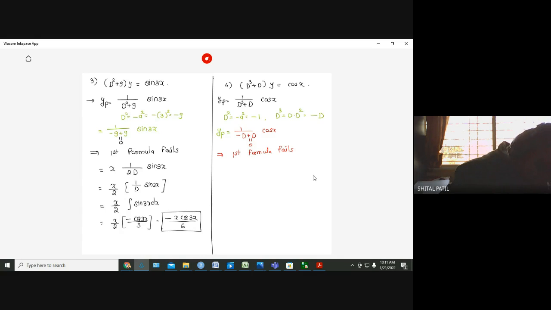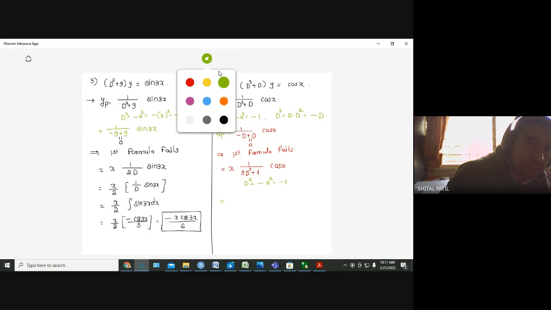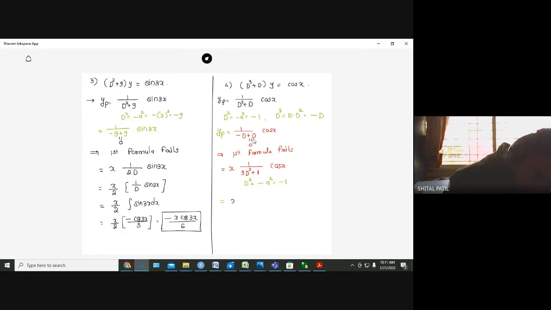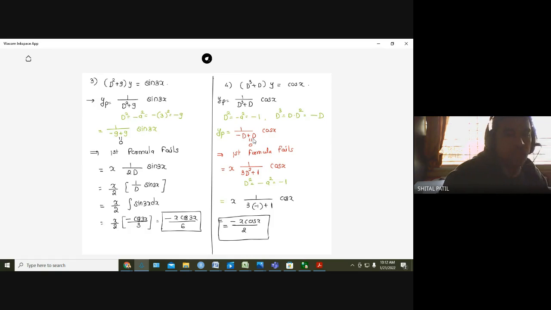First formula fails. Second formula. Now we have to replace D by... so the answer is... Everyone is getting the same answer.